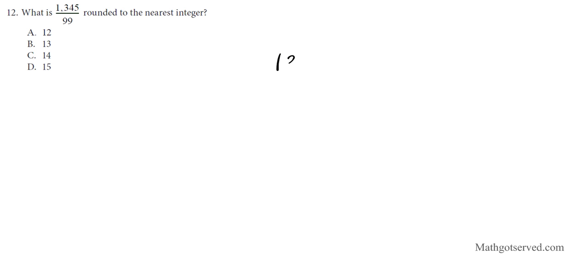What is 1,345 over 99 rounded to the nearest integer? Now, since we're doing this by hand, I want to make this easy to do. So how about I round this to the nearest 10, and then round this to the nearest 10, divide, and see if I can divide with ease, okay? So if I round the numerator to the tens place, I'm going to have 1,350. And the same thing down here, if I round this to the tens place, I'm going to add 1 to the 9, which gives me 100.